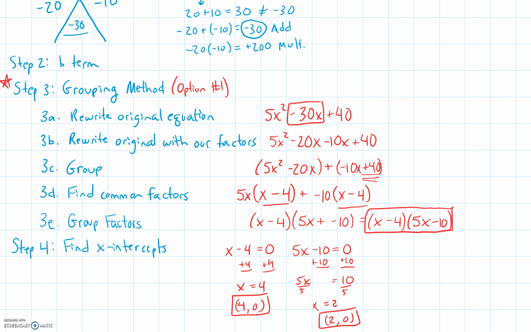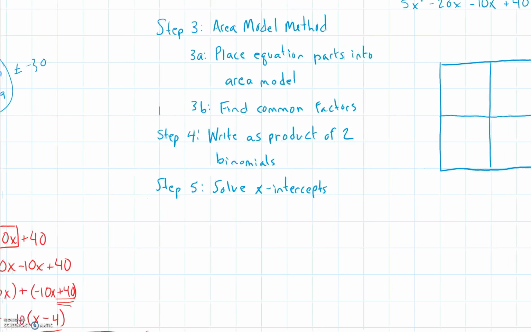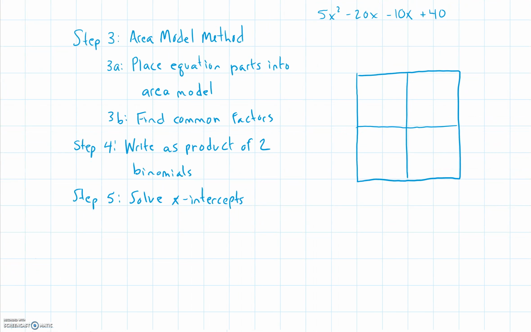So the other method I'm going to have us take a look at is the area model. But this is the same idea as grouping. It's just going to be shown in a little more of a geometric way. So we're going to take a look at the area model method, and you could definitely use this. This is the same idea, it's just more geometric, like I said. So we're going to place the equation parts into the area model. That's what we're doing right now.